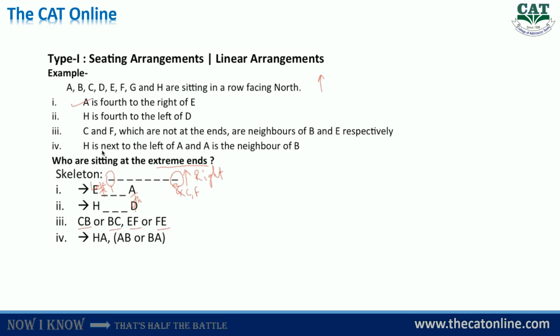Then H is next to the left of A. So this is given for sure. It cannot be AH, it has to be HA, because H is immediately to the left of A, and also A is a neighbor of B. So this is again semi-final information. We do not know what the final could be. It could be either AB or BA.